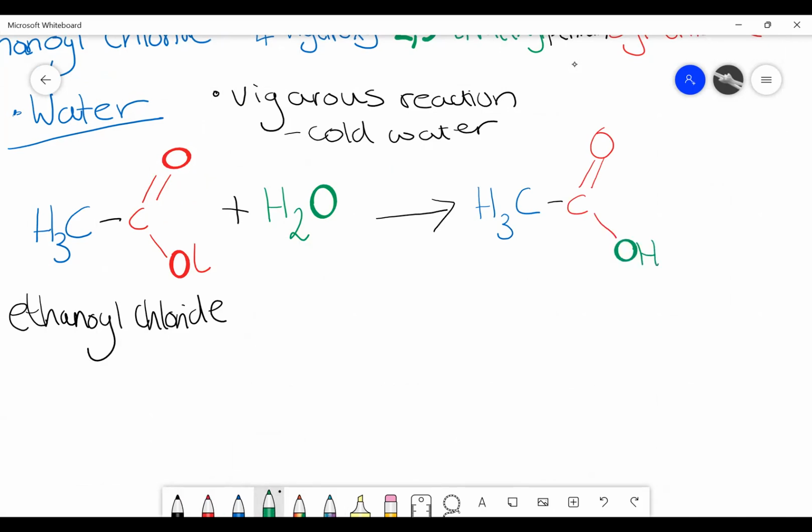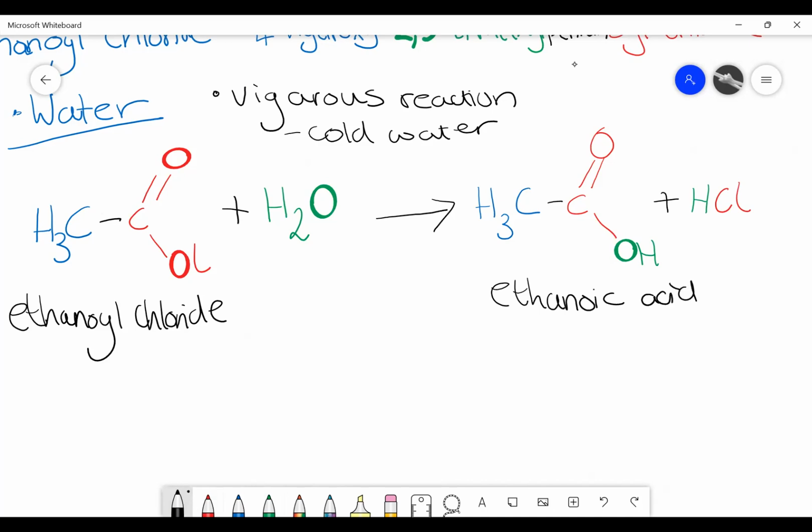OH from our water. So we get ethanoic acid being produced. And then we get some HCl left over at the end.